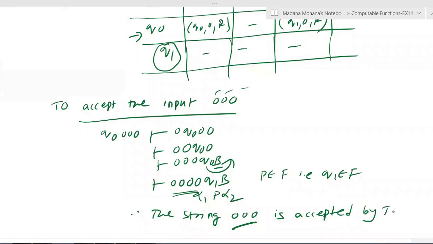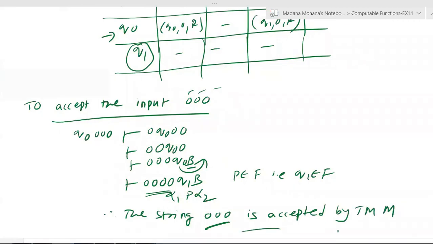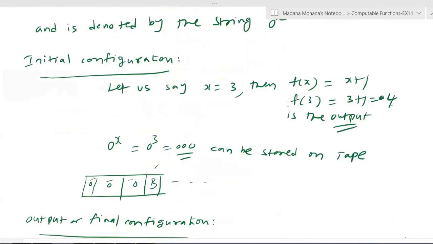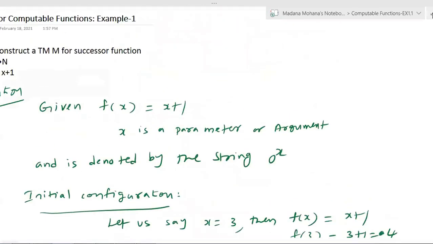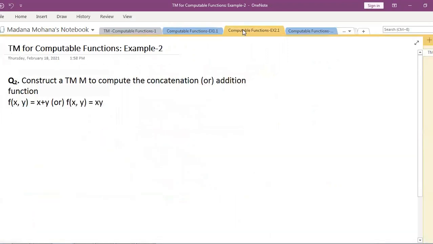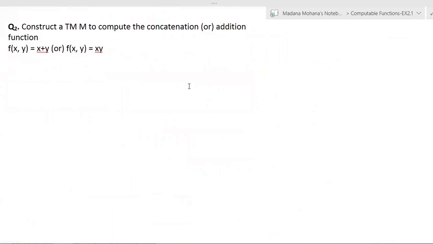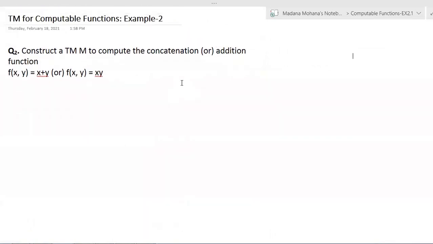by Turing machine M. So this is very simple compared to the design of Turing machines for languages. For computable functions, it is very simple. Now let us come to another example. One more example we will see here. This question we frequently get in examinations sometimes.